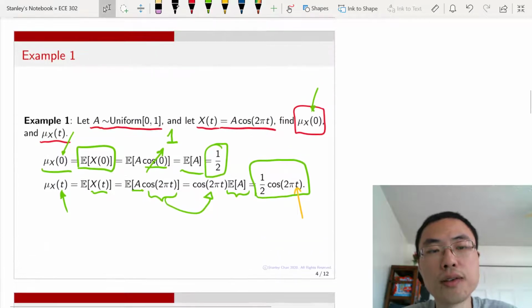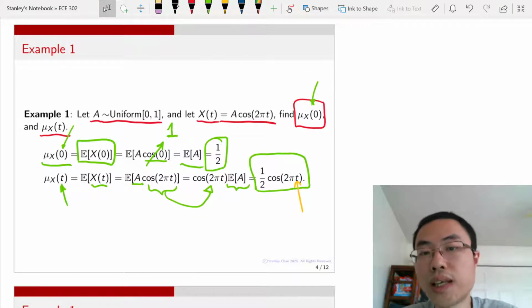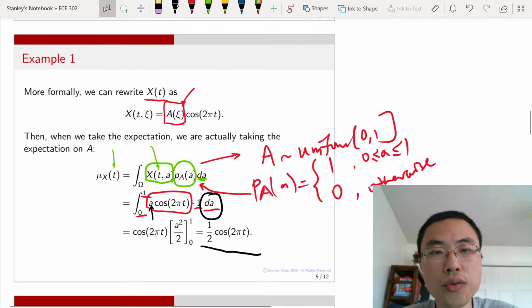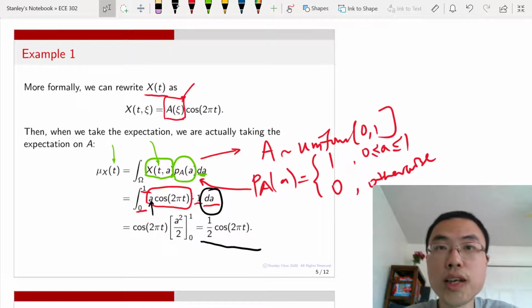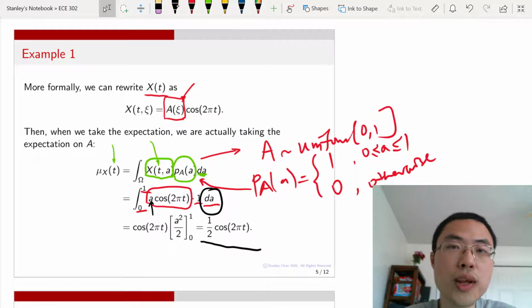getting from here. So what do we gain by doing this? You gain the understanding of the expectation. What is the expectation of a random process? You actually need to integrate with respect to your random index.